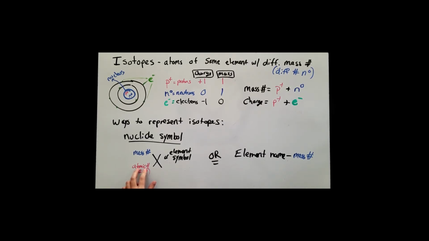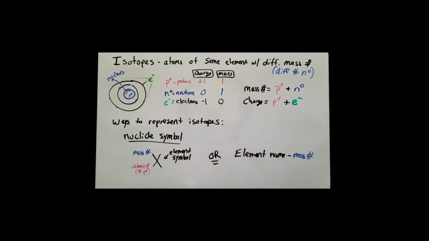So for the atomic number, this is equal to the number of protons. The atomic number you can also find on the periodic table, written just above the element symbol. The other way that we represent isotopes is by writing the element name. So we would literally spell it out. So for carbon, we would write C-A-R-B-O-N, and then a dash, and then following would be the mass number.